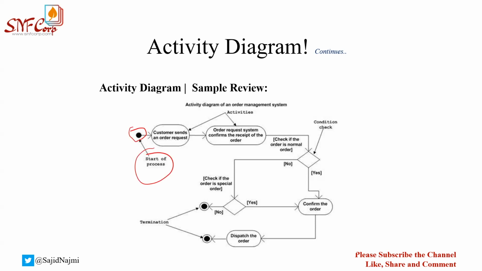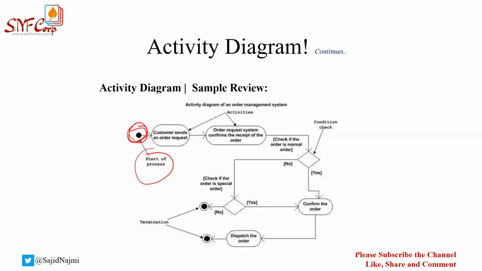Customer sends an order request. The customer is sending an order request. This is the first activity happening within this system boundary. And who is doing that activity? Obviously a customer. And how do I know this is the first point? Because I know this is your start point. So looking at this, I can know, okay, this is the starting point of this activity.